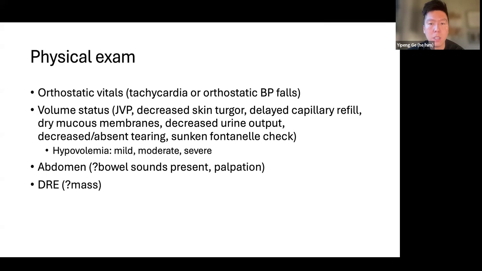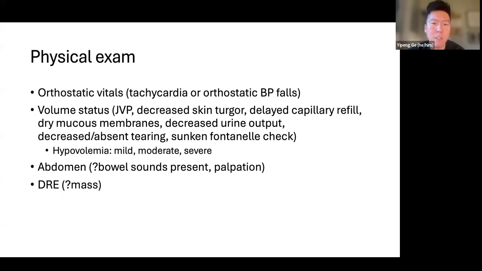From sitting to standing, you have a drop of over 20 points with systolic blood pressure, or over 10 points with the diastolic blood pressure. So if any of those criteria are met, then you have a positive orthostatic vital change.